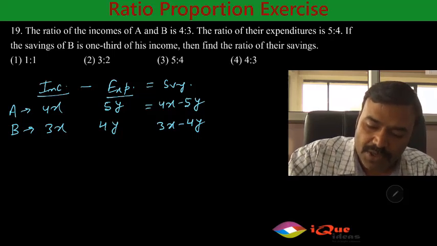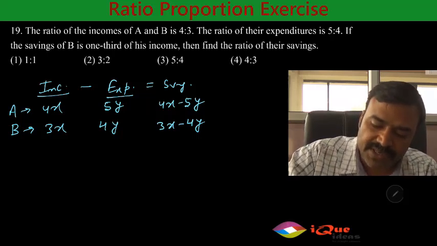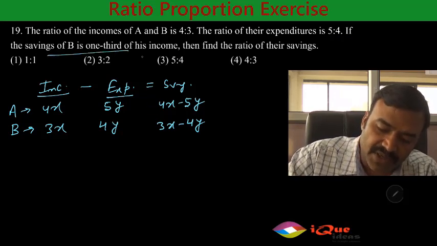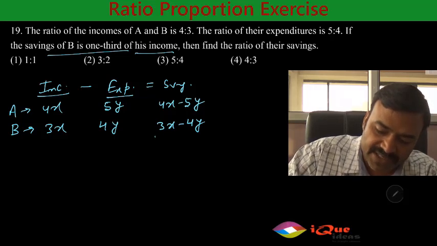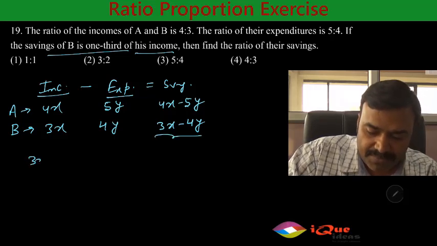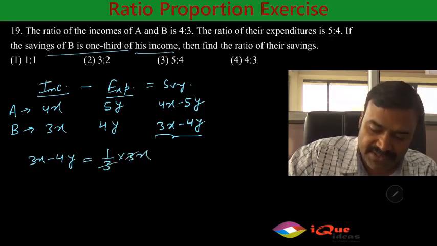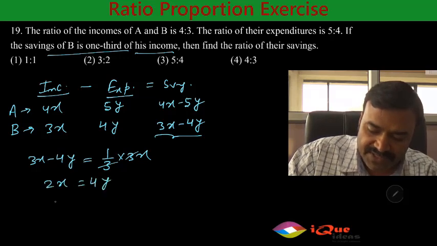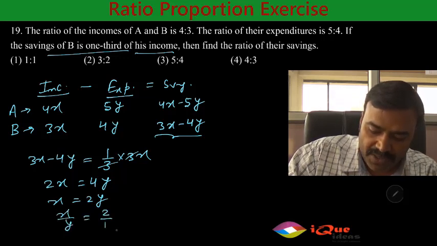Alright. Now from here, what is the information given? One piece of information that is given is that saving of B is 1/3 of his income. Saving of B is 3x minus 4y. So 3x minus 4y is equal to 1/3 of his income, that is 3x. Fantastic. So 3 and 3 cancel. 3x minus x is 2x equal to 4y. So we have x equal to 2y. Perfect. Or we can say x upon y is equal to 2 upon 1.